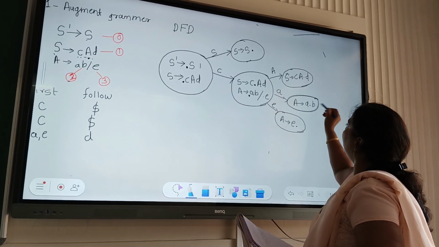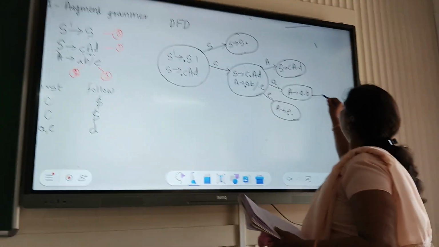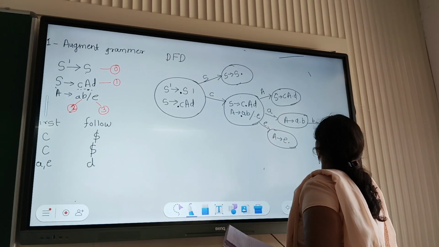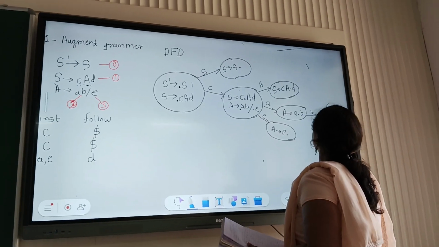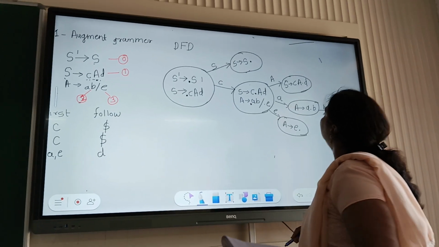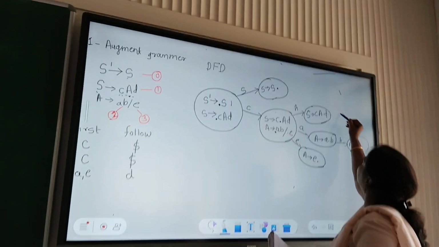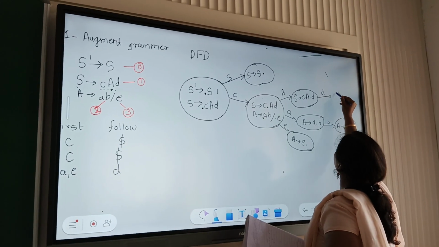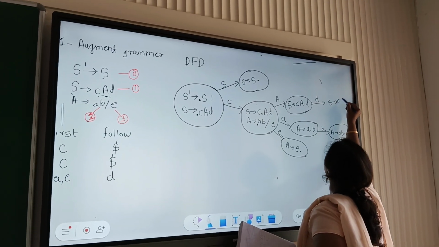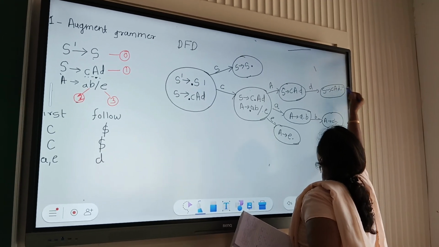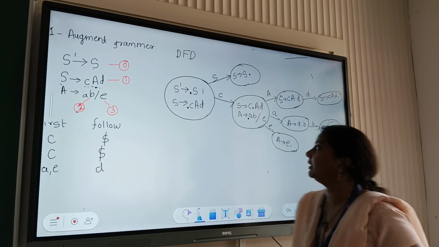Only this combination is remaining. So again, this is B, and now this AB. Now this one D. S equals to CAD. Okay, this is our DFT.